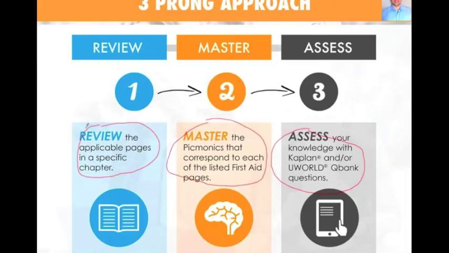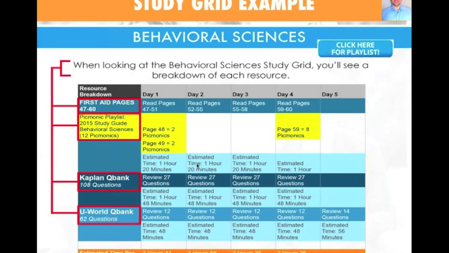So again, you're going to review the applicable pages that we have already outlined for you in our study plan in First Aid. You're going to master the Picmonics that correspond to each one of the First Aid pages, and then you're going to assess your knowledge and mastery of the information using your question bank questions. So again, First Aid, Picmonic, QBank, the three-prong approach. So let's really quickly look at a week straight out of the study plan. This is pulled right out of our plan and put here on the screen.